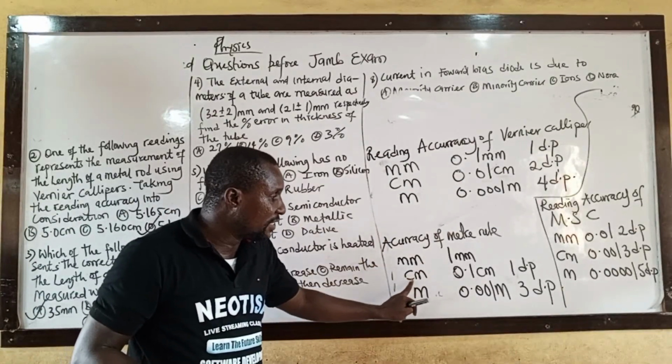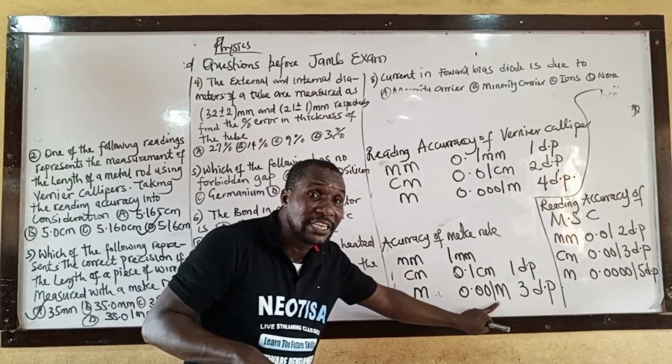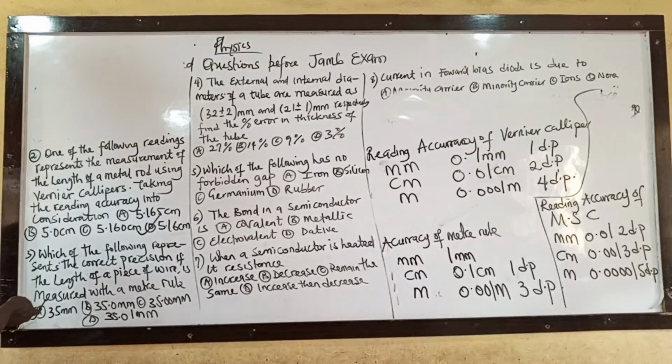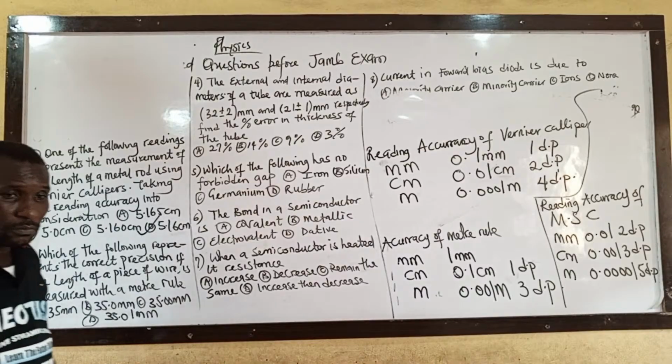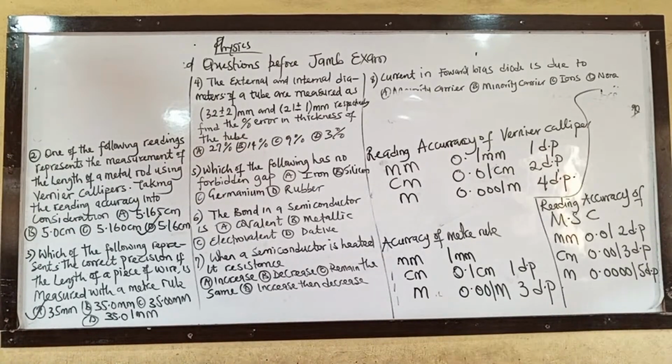In centimeter, it is what? 1 decimal place. In meter, it's what? 3 decimal places. Look at the options, they are all in millimeter. Which one is a whole number? Meter rule, whole number. Take note of that.